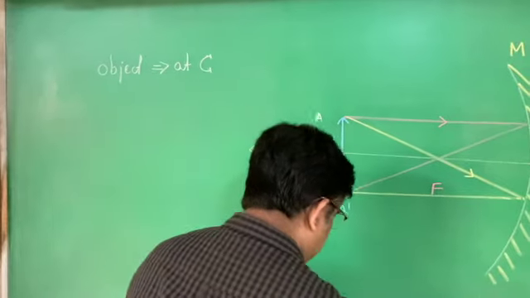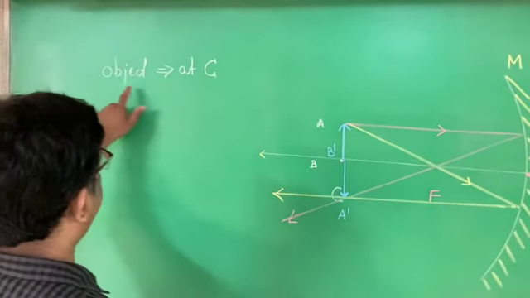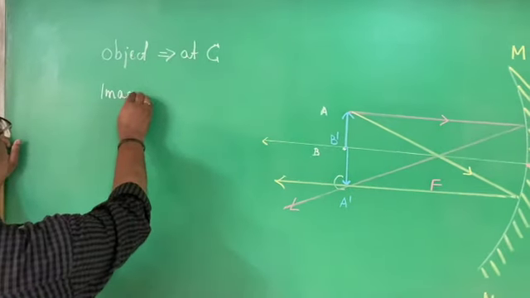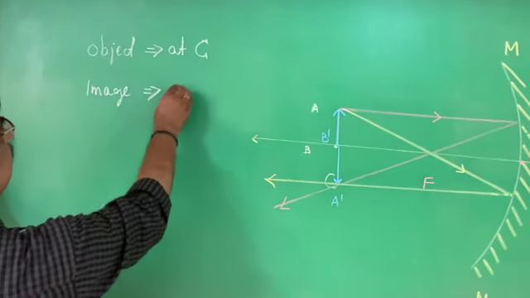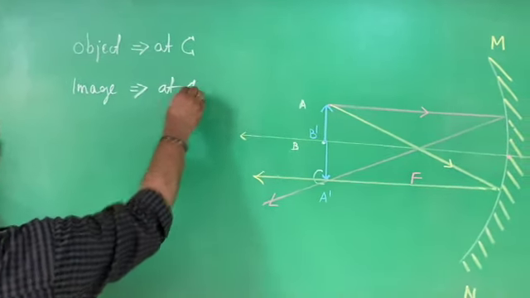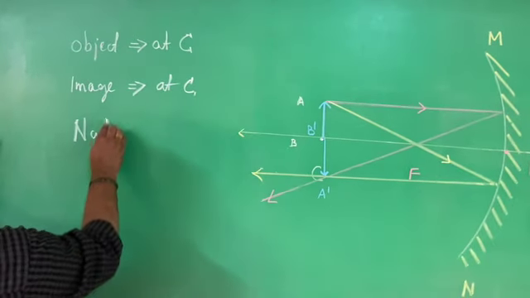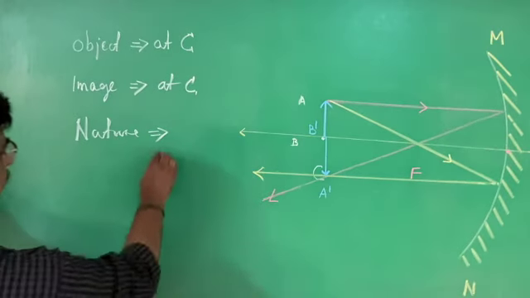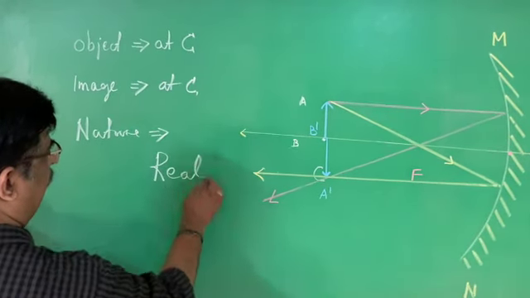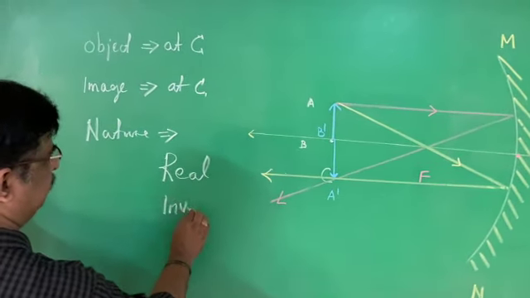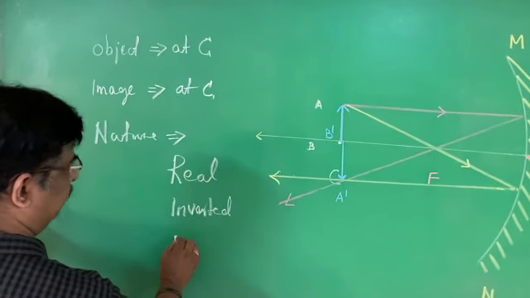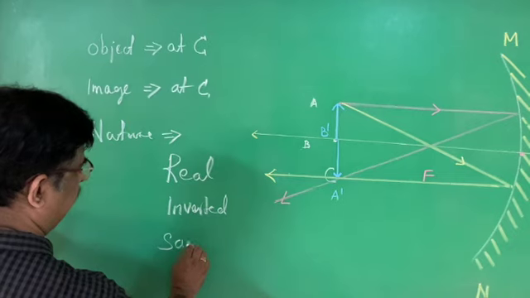Therefore, the conclusion is when the object is placed at C, image is also formed at C. The nature of the image: it is formed in front of the mirror, therefore it is real. And real images are inverted, that is also verified. And size of the image is same as the size of the object, same size.